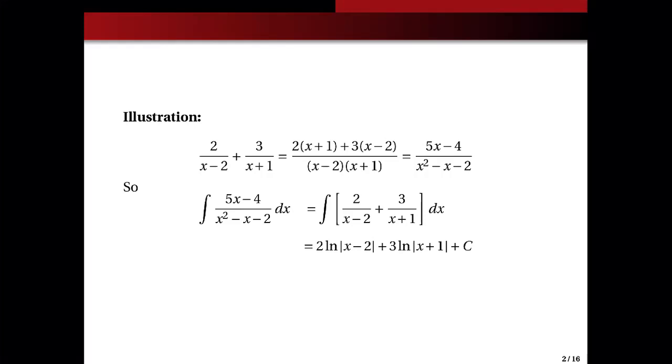So at this point, you should realize what we're going to do. If we have something like this expression, we want to decompose it into partial fractions. Well, we want the decomposition into partial fractions to be integrated easily.